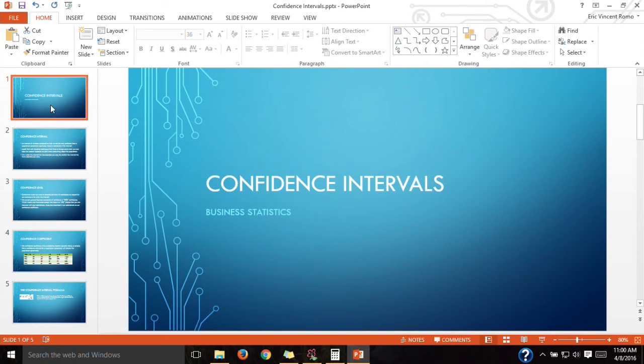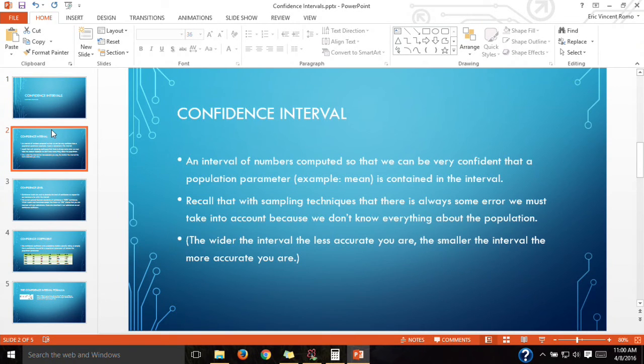I am the business statistics tutor here at Fresno City College, and today we will be talking about confidence intervals. Well, what is a confidence interval? A confidence interval is an interval of numbers computed so that we can be very confident that a population parameter, for example a mean, is contained in the interval.